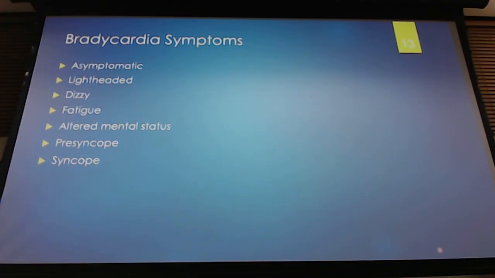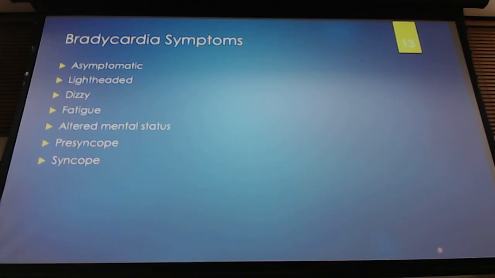And how might these patients present? They're going to present the same way they would with tachycardia. A lot of these patients tend to be more asymptomatic with bradycardia than with tachycardia. But lightheadedness, dizziness, fatigue, and change in mental status can occur, especially if they're older and their heart rate is 20 or 30, they're really not perfusing their brain well. Maybe they feel like they're going to pass out, or they did pass out, and that's what prompts them to come in to see you.